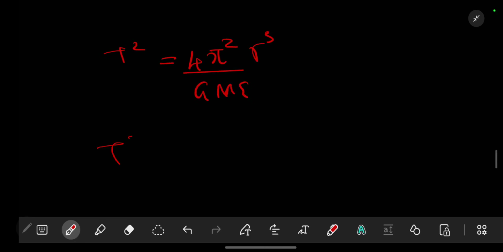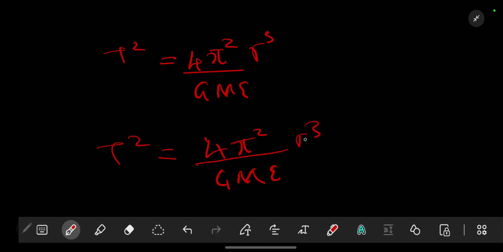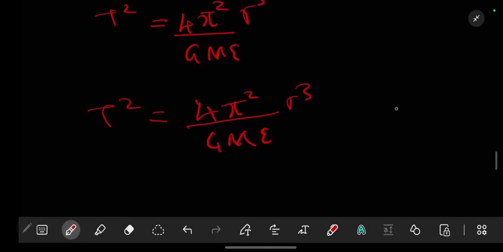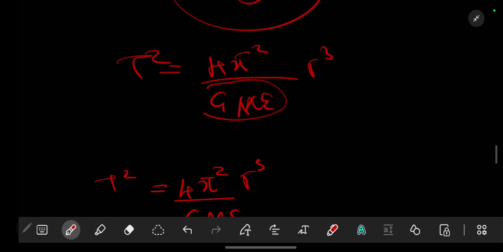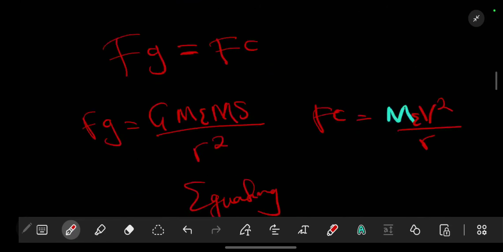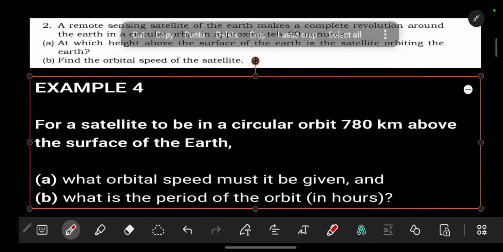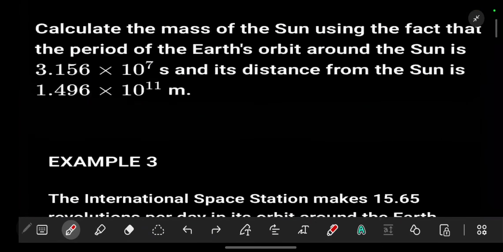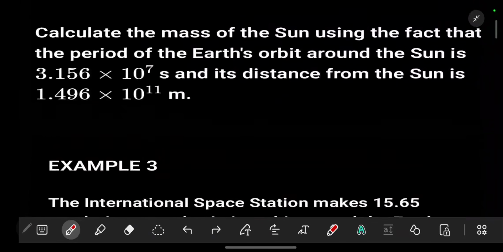So this is the way. T squared is equal to give me 4 pi's. Depending on which one is being orbited, the value of ME will change. If it is the Sun that is being orbited, the ME will be replaced by MS. So this is the formula we are going to use instead of deriving every time. But if you forget, you can derive. Knowing how to derive is also very important, because they can ask you to derive Kepler's law.